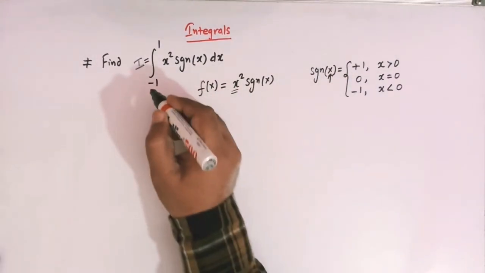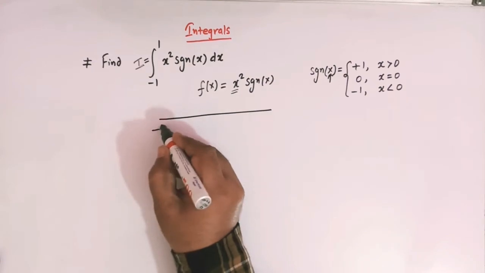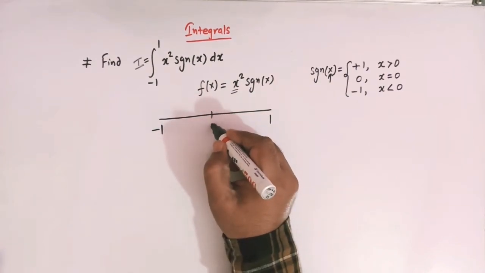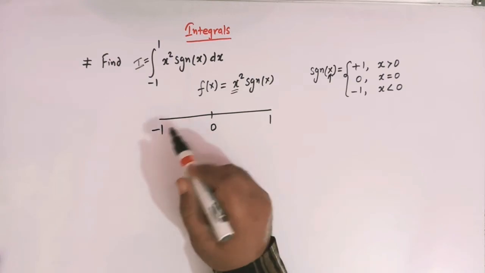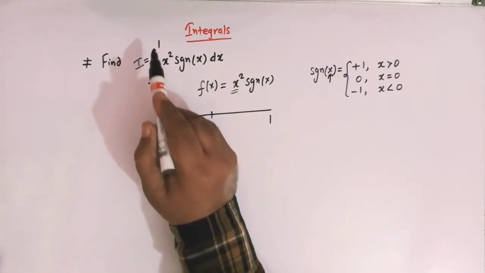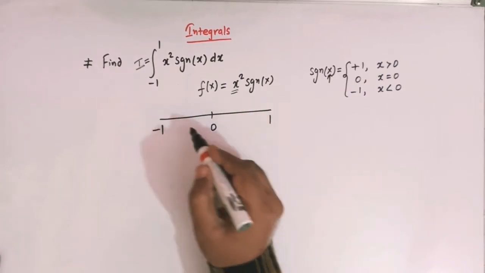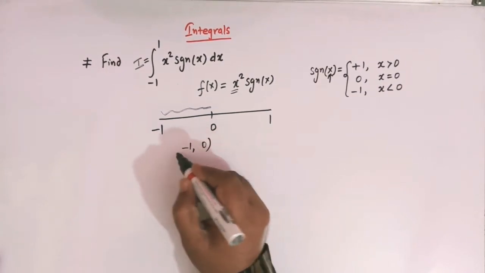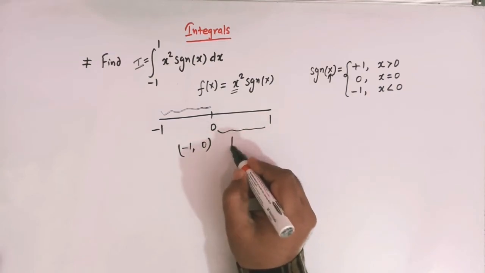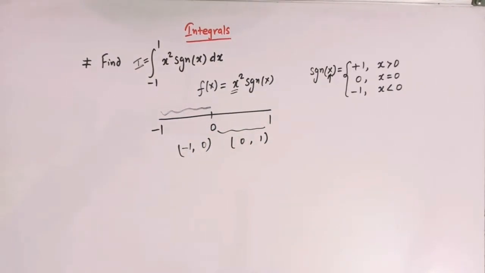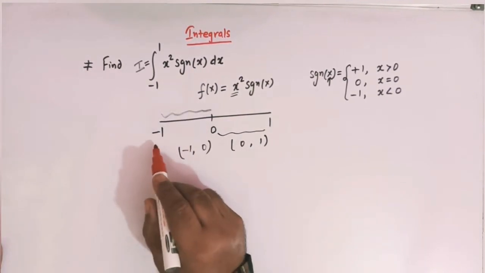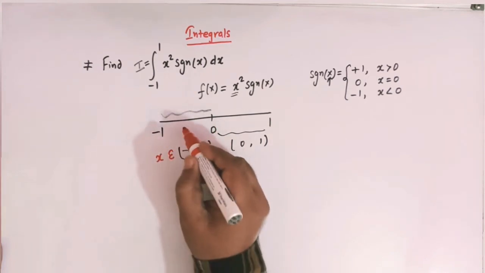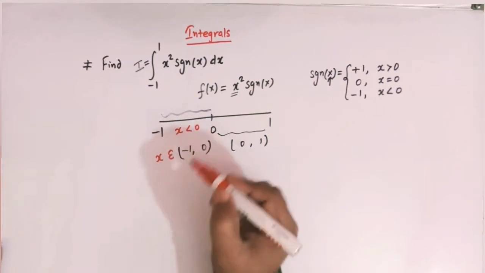Now see here the limits of integration are from -1 to 1. So we know that 0 lies between -1 and 1, and now we can divide this interval, that is -1 to 1, into two intervals. The first one is from -1 to 0, and the second one is from 0 to 1. Whenever x belongs to the interval from -1 to 0, all the values of x are less than 0.